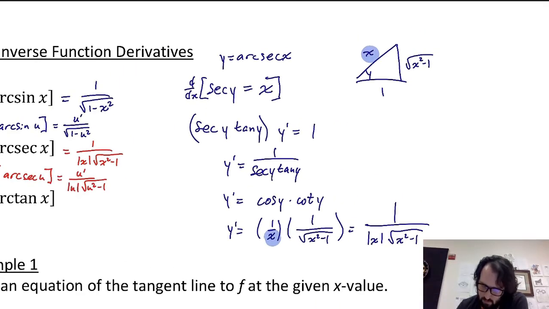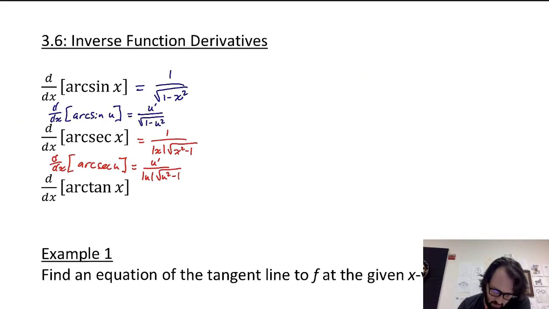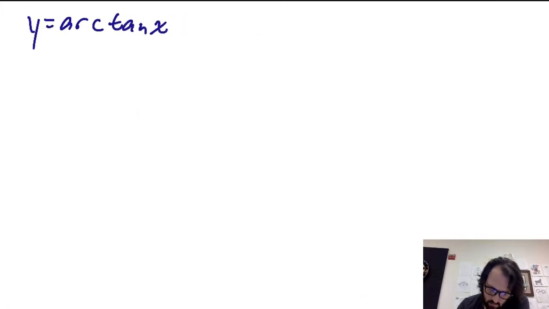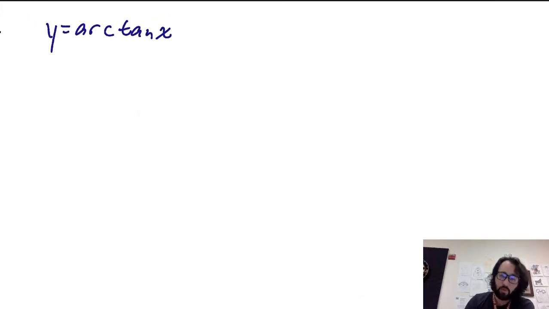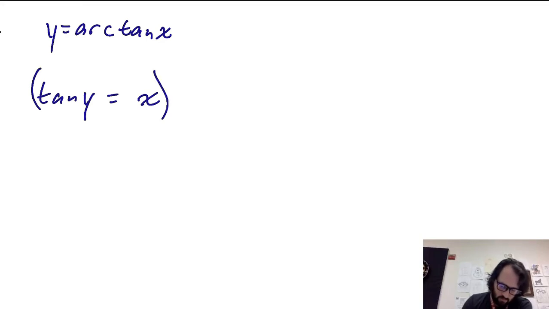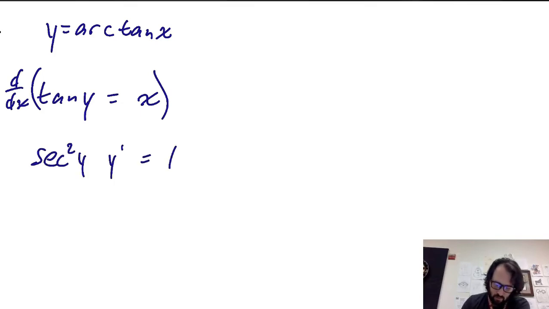Okay, so now let's get to our third one there, where I have y equals arc tangent x. Right, and then I want to rewrite this because again I still don't know the derivative of arc tangent yet. So tangent of y equals x, and let's do the derivative. So then the derivative of tangent is secant squared y times y prime using the chain rule equals 1. So y prime is 1 over secant squared.